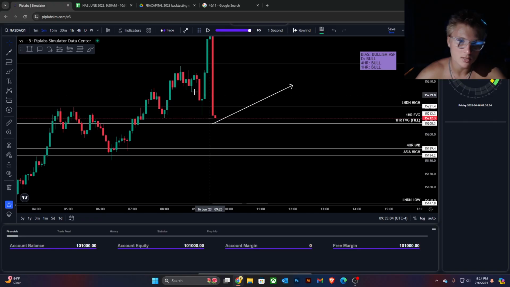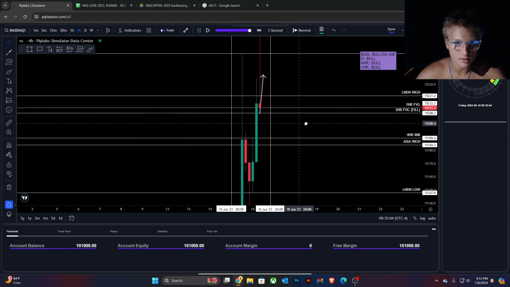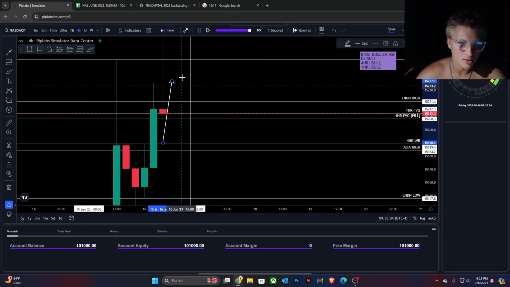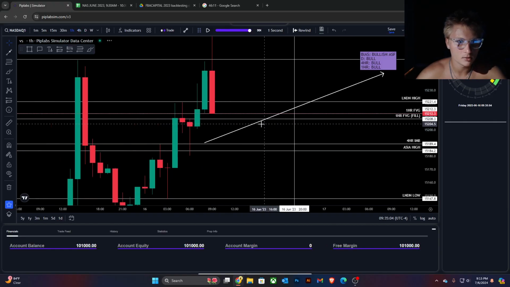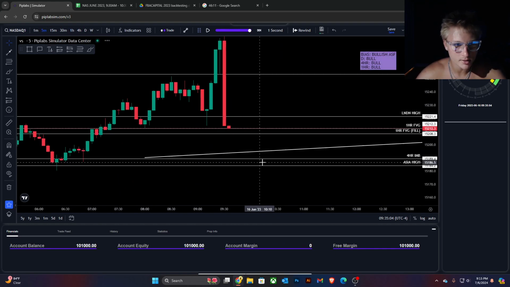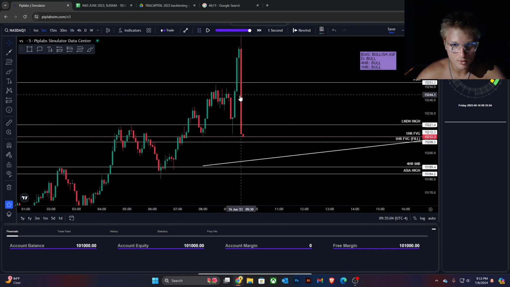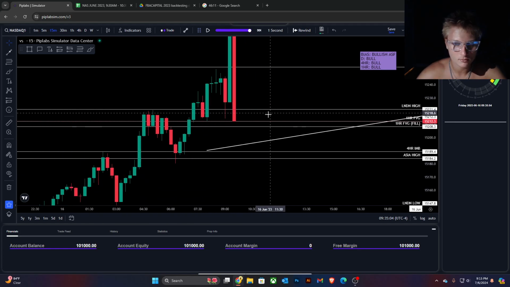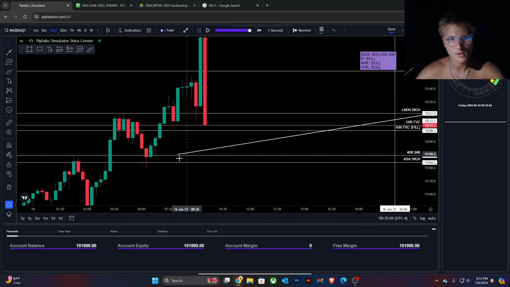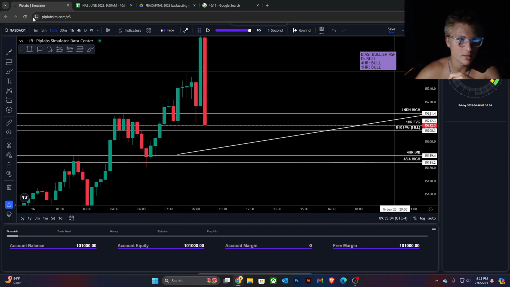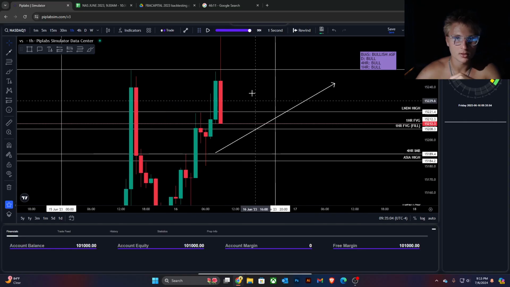We could look to fill this 4 hour imbalance before continuing up. Honestly, I think that's the safer play that I'm gonna take. 4 hour imbalance fill. We could have this 1 hour gap being filled, but it's just a little bit more risky, especially with this 5 minute closure here. See the 15 minute. Yeah, so ideally I want this liquidity void to be filled and this 4 hour imbalance filled before continuing up. But let's see what price does.